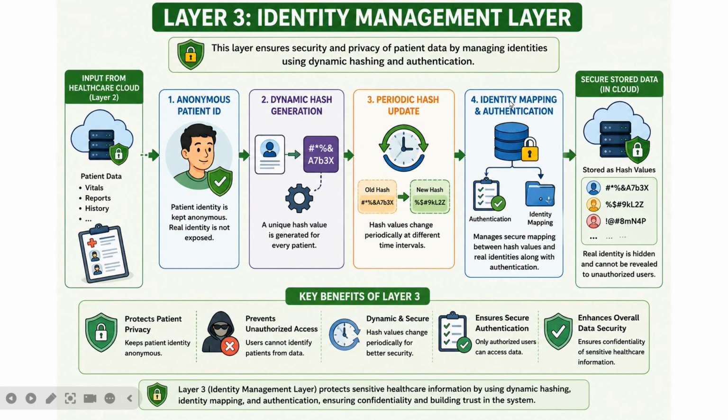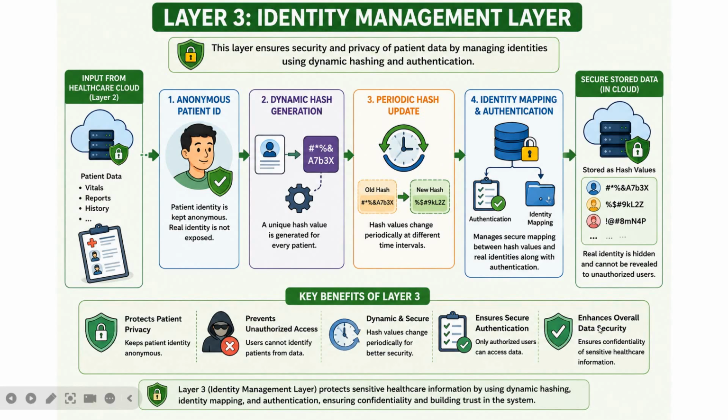using stored records. And the fourth stage is identity mapping and authentication. This process securely maintains the relationship between the real patient identity and the generated hash values. And authentication mechanisms verify users before granting access to any information, so only authorized healthcare professionals can access the patient data. Now here you can see that the patient records are stored securely in the cloud using the hash values instead of the real identities. As a result, unauthorized users cannot directly identify the patients from the stored information.